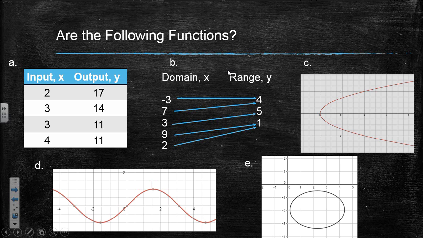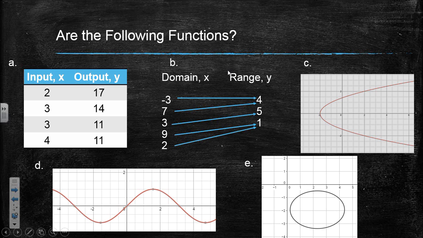How about this one? My domain here is -3, 7, 3, 9, and 2. 3 went in, 4 came out, 7 went in, we also got a 4 out. Is that okay? Yeah, 2 different X's for that same Y, we're okay. Everybody cool with that? 3 went in, 5 came out, 9 and 2 each gave us a 1. 2 separate quarters got us the same brand of pop, we're fine. Does that make sense? Okay, so this next one, C.